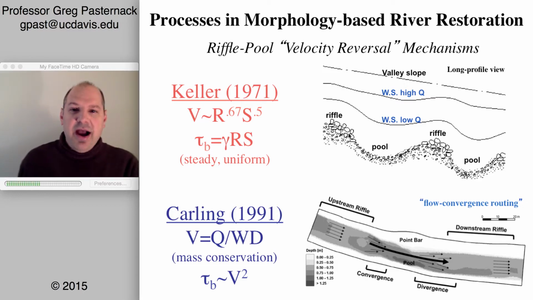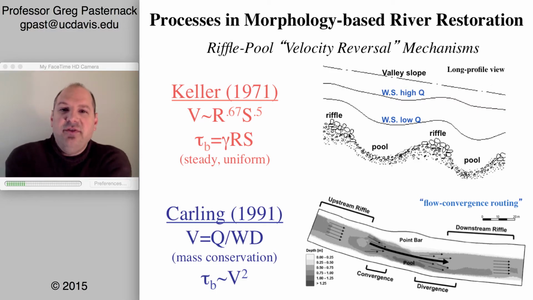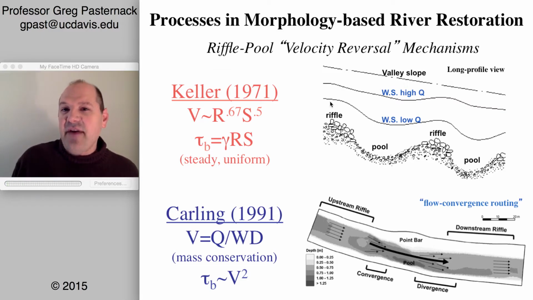There is a process that's been talked about called velocity reversal that is actually used in the design of these reference reaches. But it turns out that the mechanism that's built into those designs is wrong, and we have a much better understanding today of what the real mechanism is. And I guess I have to decide how much I want to go into this. But the idea in general is that at low flow, riffles look fast, right?